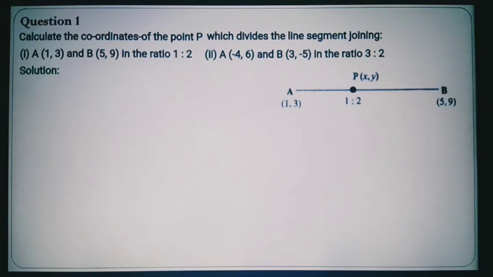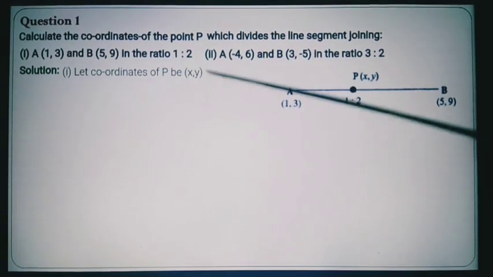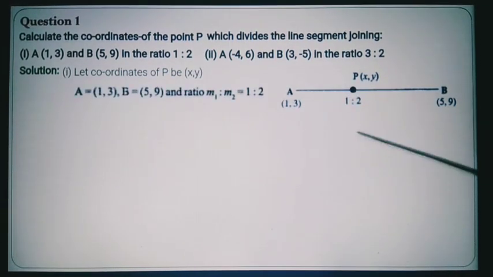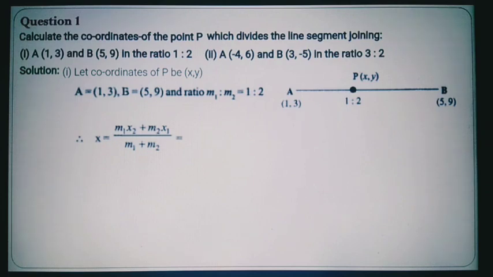So let us compare this with the section formula. We know that the coordinate of A was taken to be x1, y1, and the coordinate of B was taken to be x2, y2. So this is my x1, this is my y1, this is my x2, this is my y2. This is my m1 and this is my m2. So let the coordinate of P be x, y. All these things are given. Now we know that x is calculated using this formula.